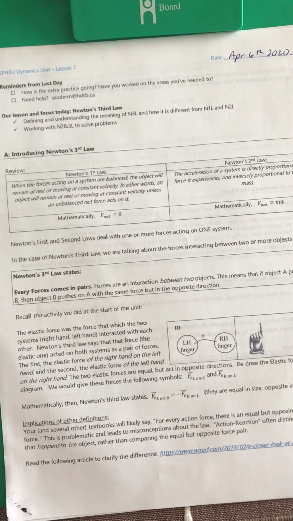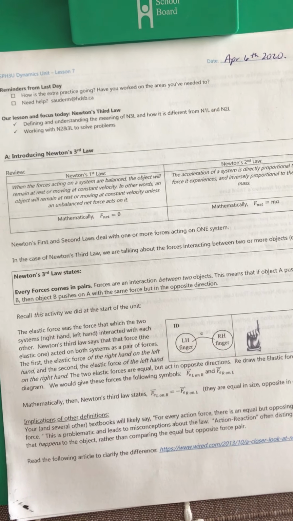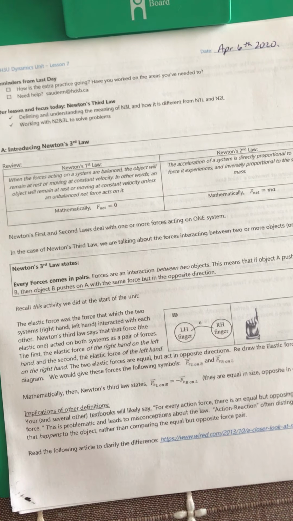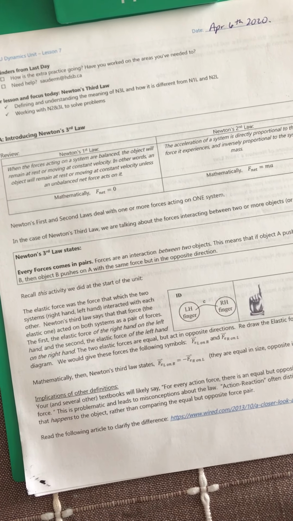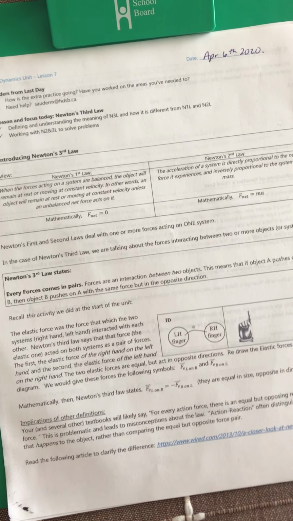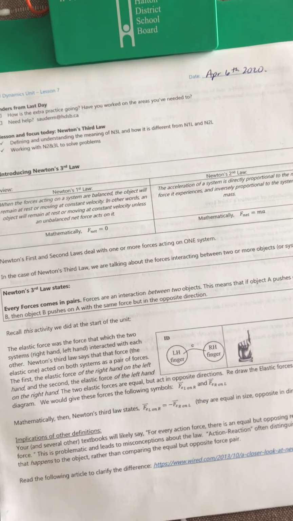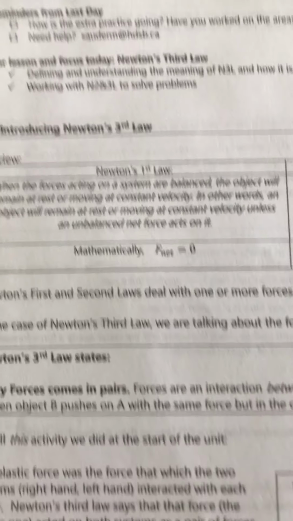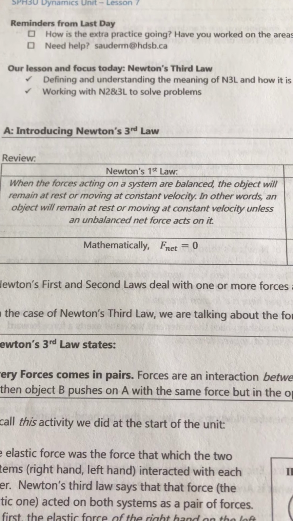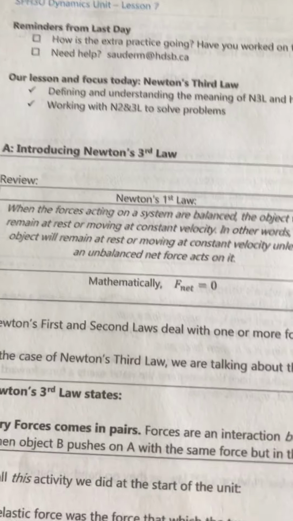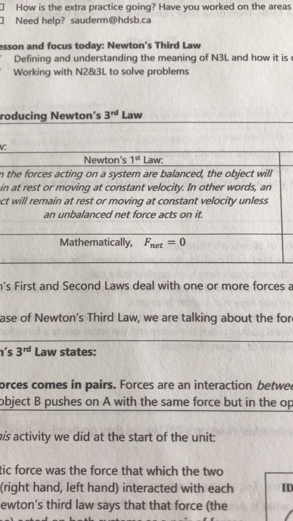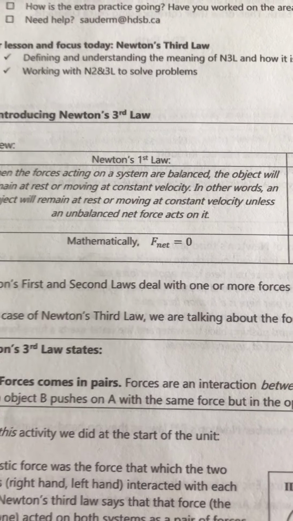So let's review the first and second law and see how the third law is different. The third law might be the most challenging to understand, but mathematically it is actually quite straightforward. So let's review the first two laws and then introduce the third one. Of course, our first law is: an object will remain at rest or at constant velocity unless an unbalanced force acts on it. F net equals 0 mathematically.